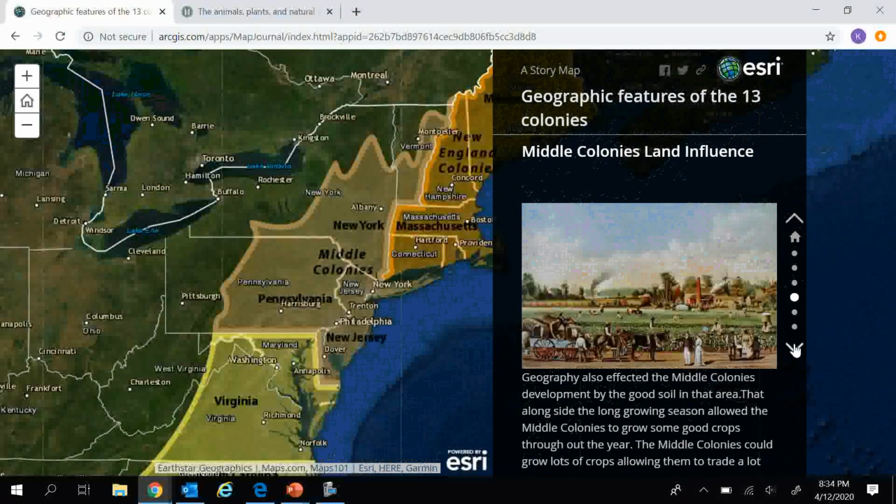Now, if you look at the land influence of the middle colonies, they had a lot better soil than the New England colonies. Their growing season was longer, and they also had better types of soil, which allowed them to grow crops. And they could grow crops pretty much throughout the year.